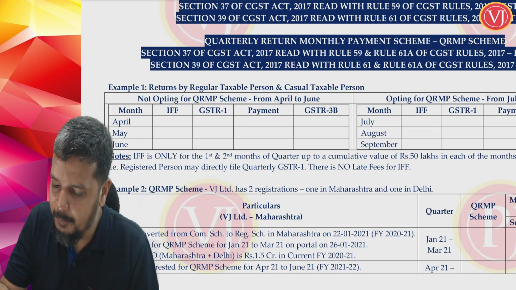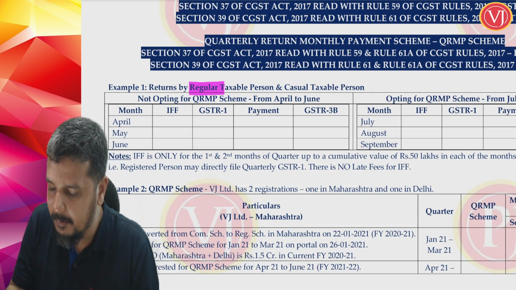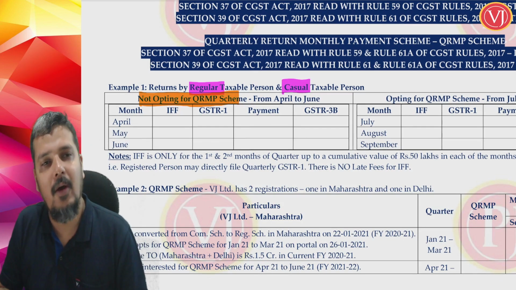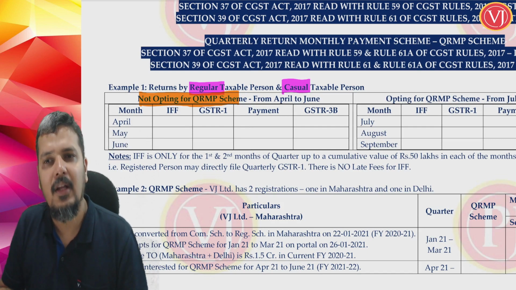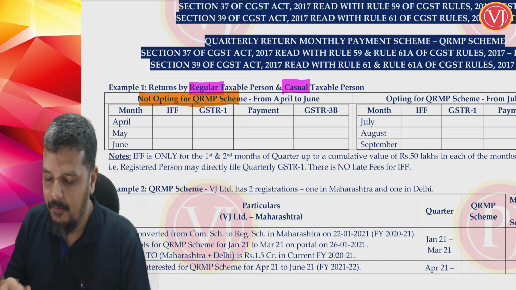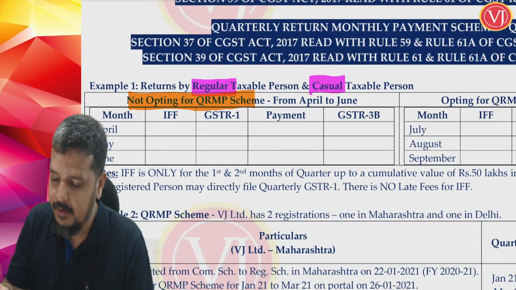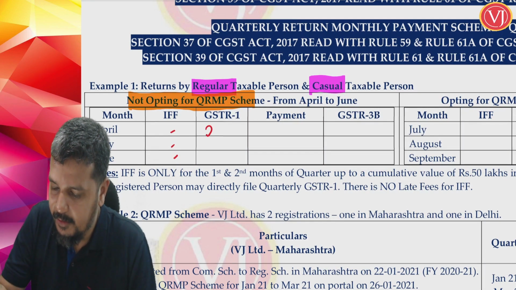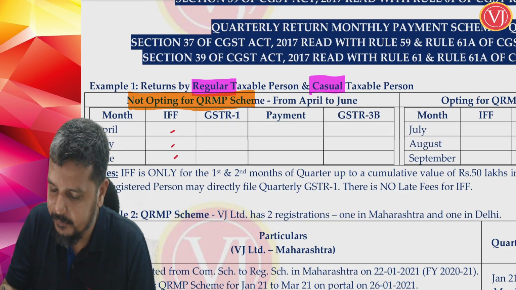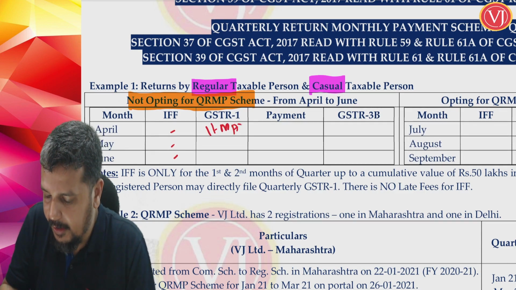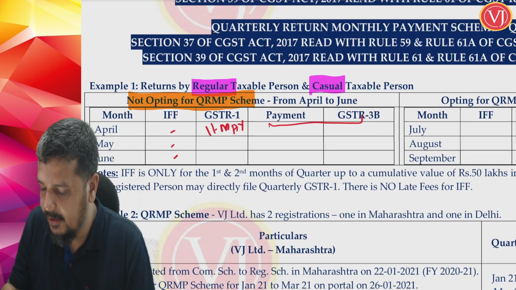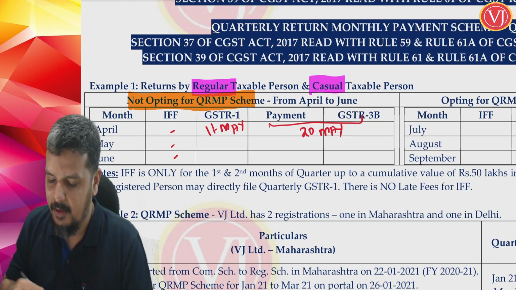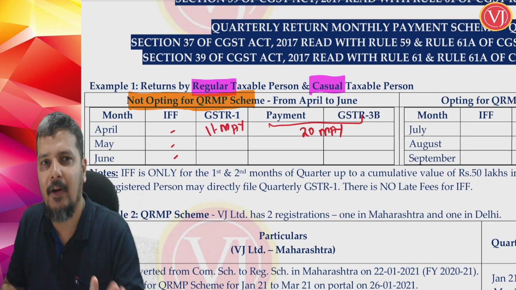Now let me make things pretty simple. I am talking about a regular taxable person or a casual taxable person who is not opting for QRMP scheme, which means he is under MRMP scheme. For him, April month, no IFF. April month GSTR 1, what is the due date? 11th of May. Payment and GSTR 3B, 20th of May. May month, no IFF for them.